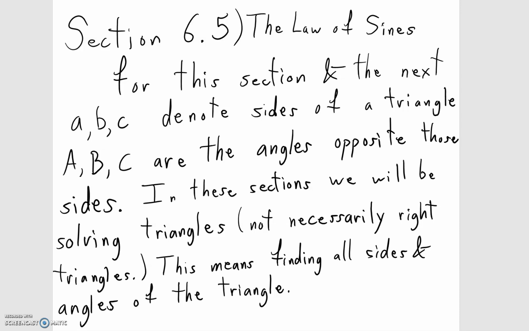The sides of the triangles are denoted by lowercase a, b, and c. The angles of the triangles are denoted by capital A, B, and C. And these angles, capital A, B, and C, are the angles opposite of lowercase sides a, b, and c, respectively. When it comes to solving a triangle, you are finding all the sides and all the angles of the triangle. The triangles that we're going to be dealing with in these two sections are not necessarily going to be right triangles. Most of them will not be.